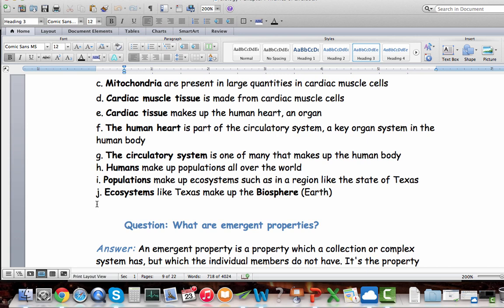Humans make up populations all over the world. Populations make up ecosystems, such as a region like the state of Texas in the United States. Ecosystems like Texas make up the biosphere, or Earth.